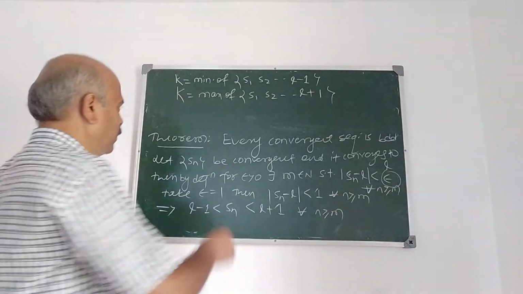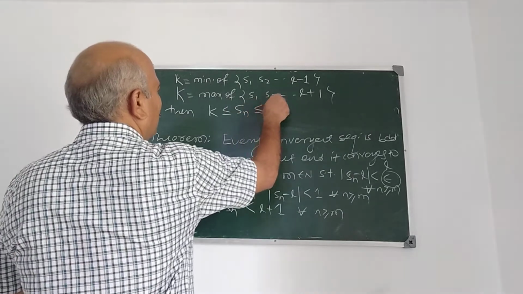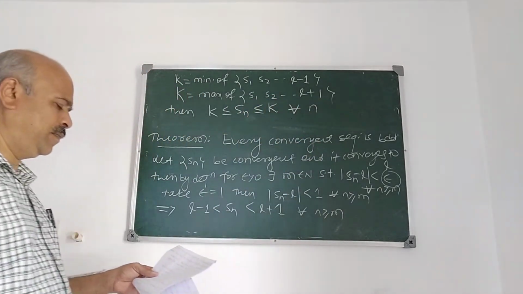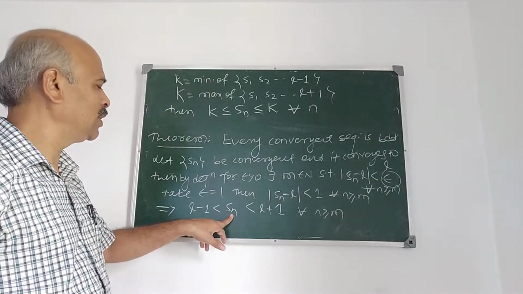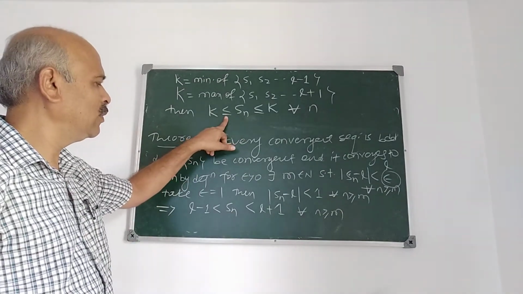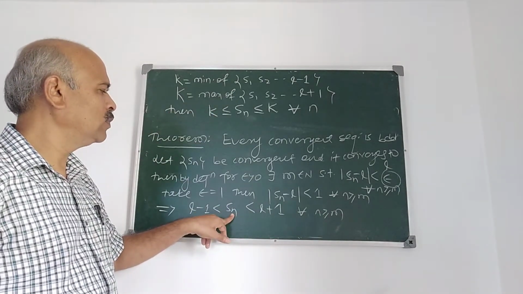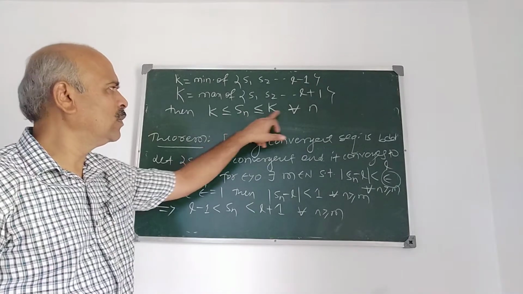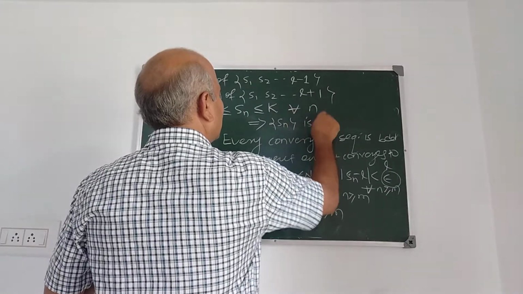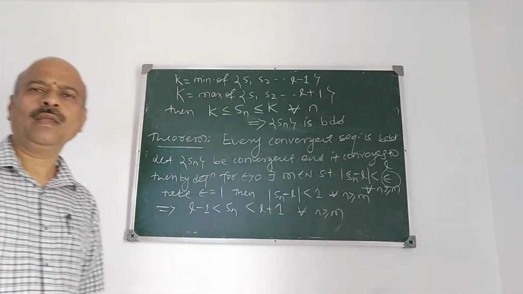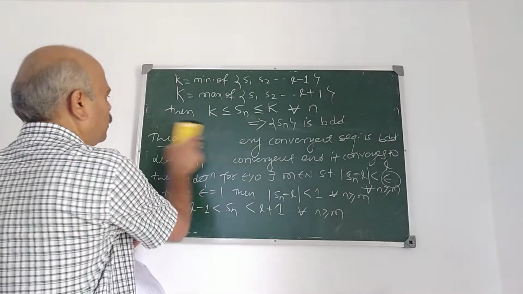Then what happens? Then small k is less than or equal to Sn, less than or equal to K for all n. Because we have chosen small k as the minimum of S1, S2, etc., so Sn is greater than or equal to k. And we have chosen capital K as the maximum of S1, S2, etc., so Sn is less than or equal to K for all n. What does this imply? This implies the sequence Sn is bounded.